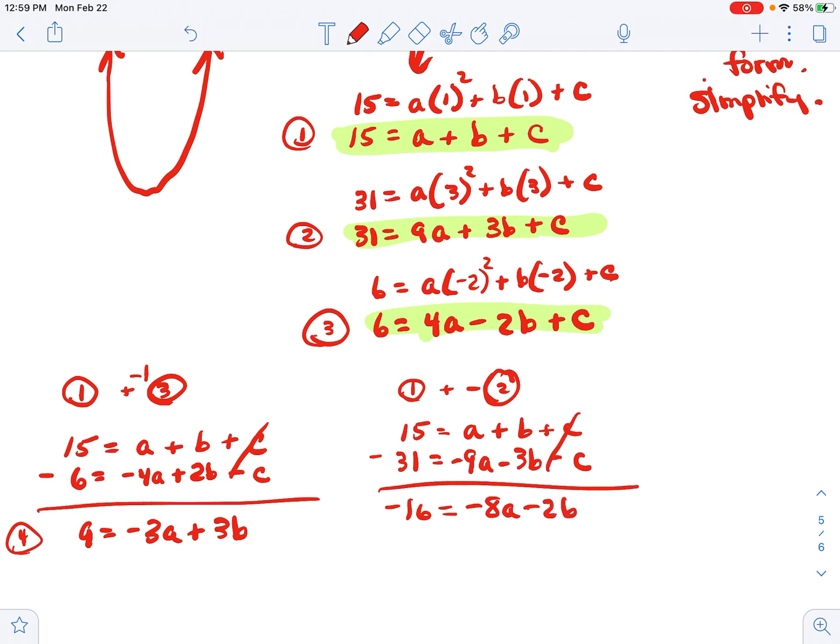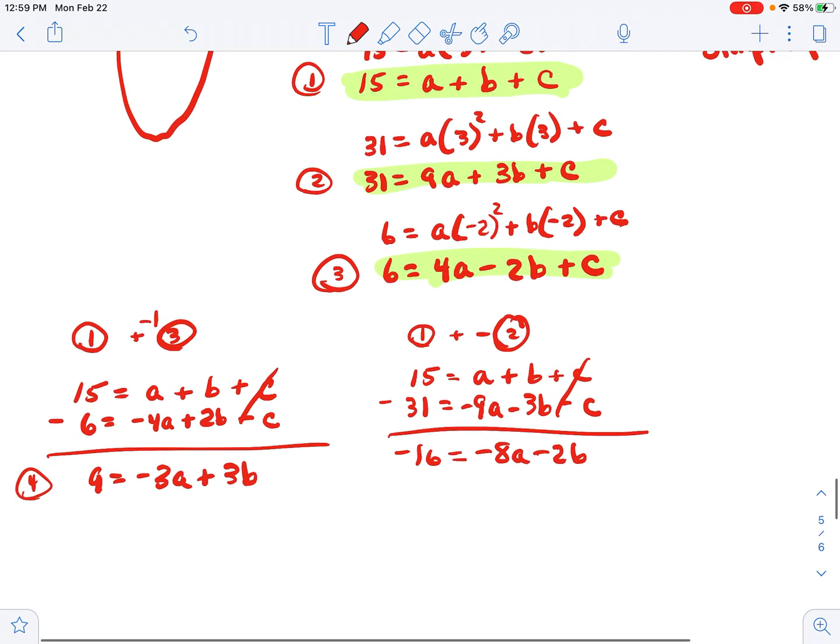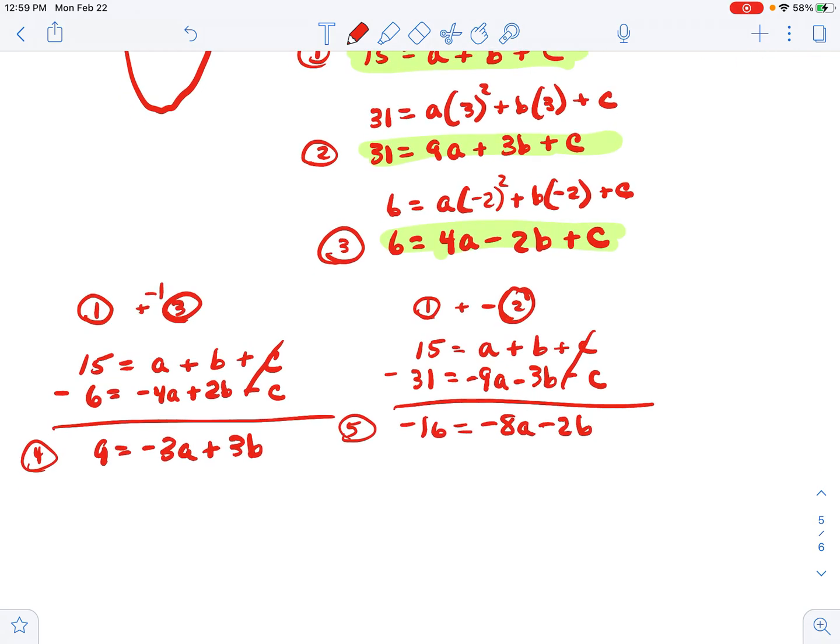And now we're going to put 4 and 5 together. It's kind of tricky. Let's eliminate the b's, shall we? So we're going to multiply equation 4 by 2, so 2 times equation 4. And we're going to multiply equation 5 by 3, so 3 times equation 5. And again, we're going to eliminate the b's.